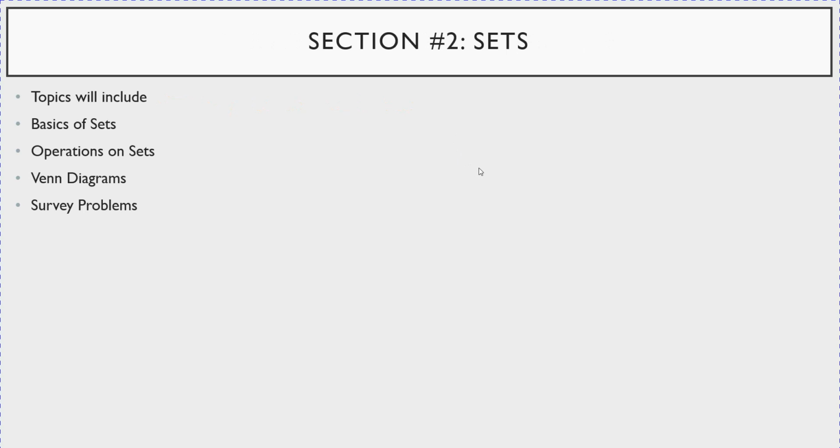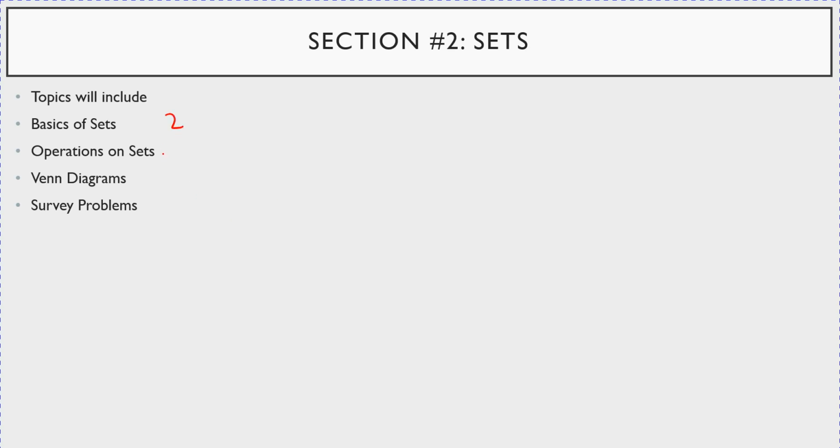All right, next we're going to move into sets. And so remember what I said sets are. Sets are a collection or group of elements, right? Or you can think about it as objects too. And so there's four topics. We're going to talk about the basics of sets and the operations on sets.